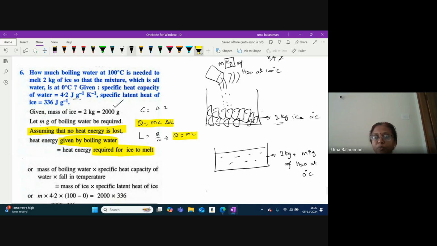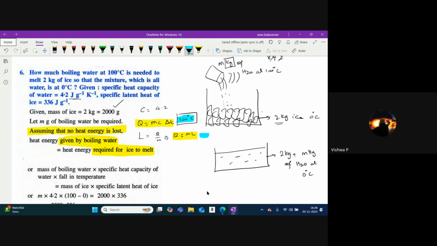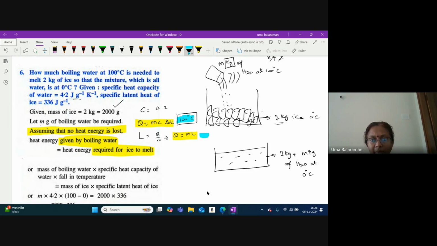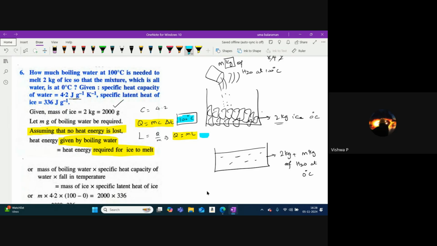Do you agree, Vishwa? The 100-degree water is cooling. There is no phase change. But the ice cube is melting. There is a phase change. Do you follow, ma'am? Kind of. Vishwa, you are not able to follow? Kind of, I don't really understand.